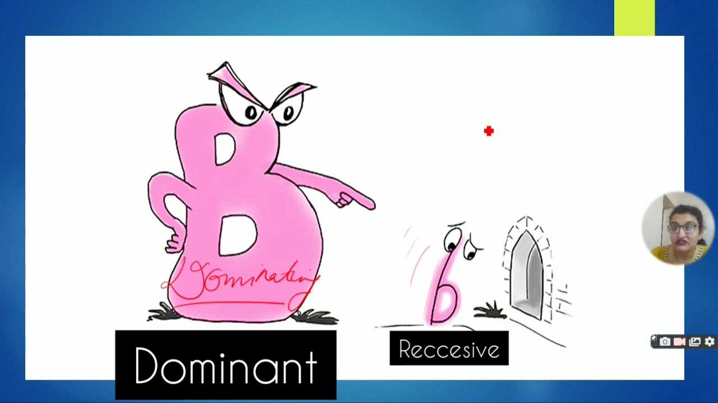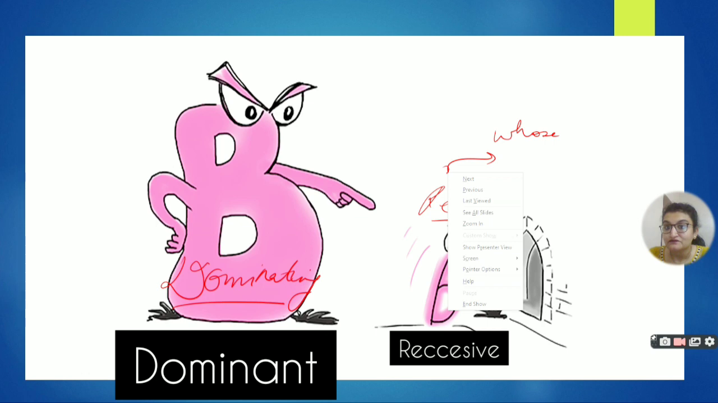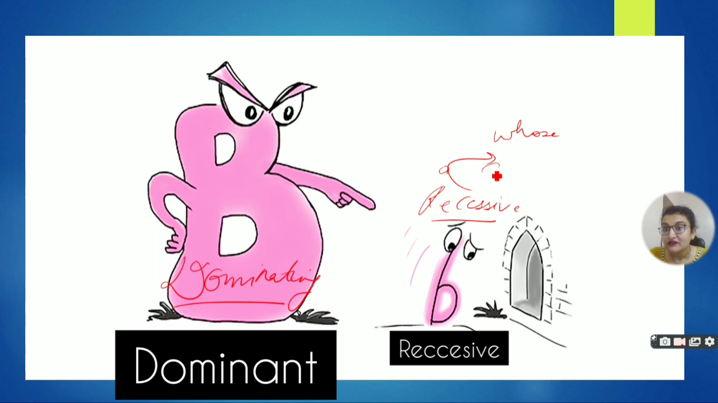When we talk about the small b, it is not able to express what it wants to do. So this small b is a recessive character. That means the recessive ones are those whose expression is suppressed due to the action of the dominating character. So we can say that recessive are those whose actions are suppressed by the dominating character.